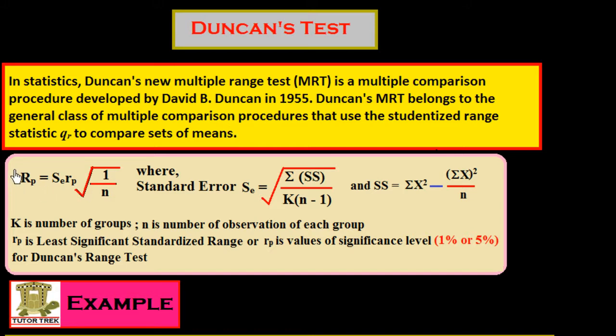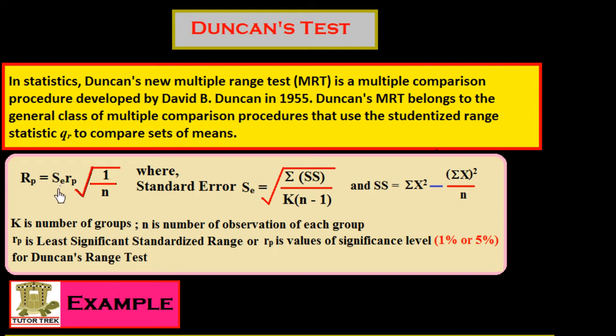Here you see the procedure of how we get the Duncan test. I have written some formulas in this table. Here you see SE times RP times the square root of 1 over n, where SE is the standard error, which would be calculated through this formula. It is the square root of the summation of SS over k times (n minus 1), and SS is equal to the summation of x square minus the summation of x whole square over n.